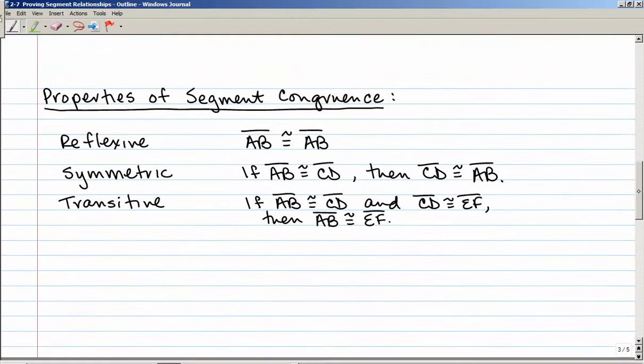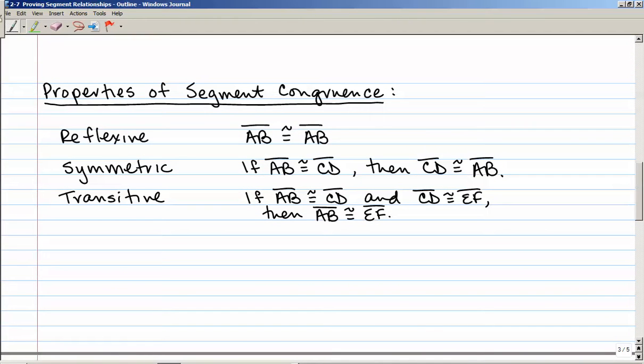Before we try another proof, let's take a look at some properties of segment congruence. Reflexive property says that segment AB is congruent to itself, obviously. Symmetric property says that if segment AB is congruent to segment CD, then segment CD is congruent to segment AB. And the transitive property says if segment AB is congruent to segment CD, and segment CD is congruent to segment EF, then segment AB is congruent to segment EF.